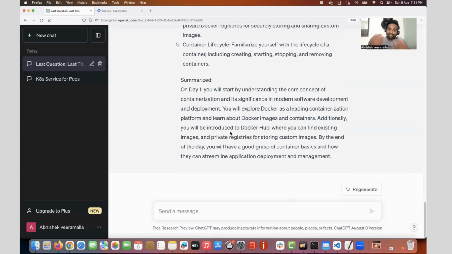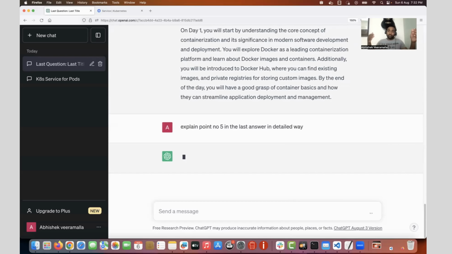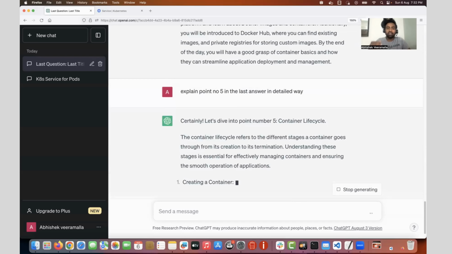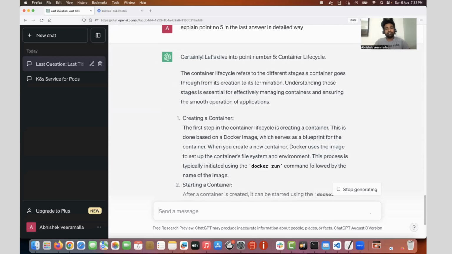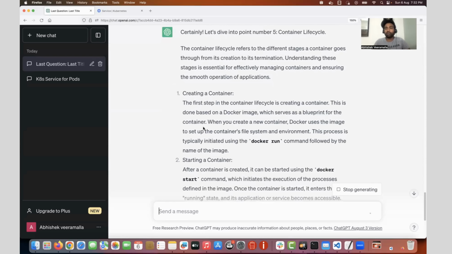And again, you can additionally ask it to explain point number 5 in the last answer in a detailed way. So this way you can use ChatGPT to prepare your own documentation of what you want to learn. See, it has also elaborated on point number 5.